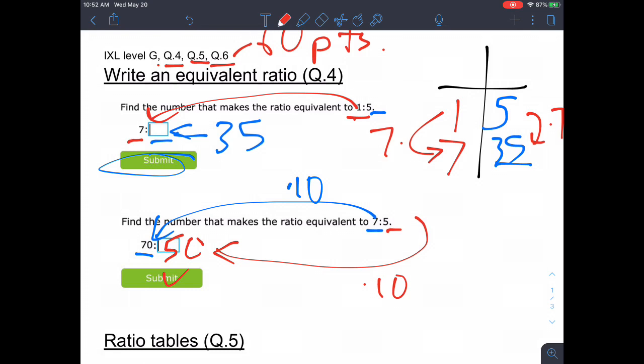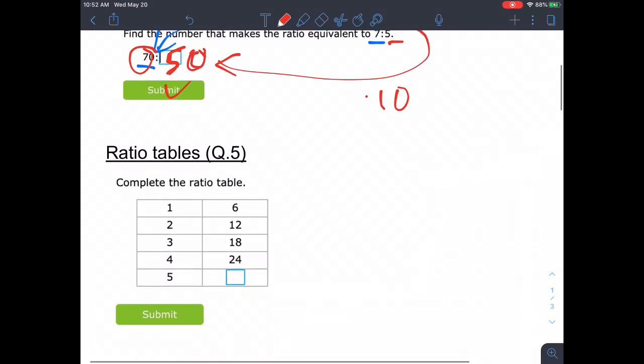They might mix them up where they give you a blank in this place and write the 50 there, so you have to find the first number. But you do the same thing. You just make sure to look at the corresponding numbers. Okay? So that's Q4. Q5 says complete the ratio table.